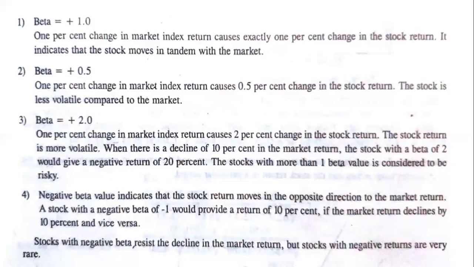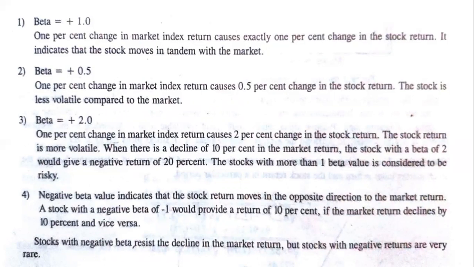Now coming to the fourth one, a negative beta value indicates that the stock return moves in the opposite direction to the market. If the stock market moves by 10% in a positive way, the stock will go against it, so the stock will go minus. If the market is declining by 10%, it will give the opposite direction, so the stock will go in the positive direction in that case.